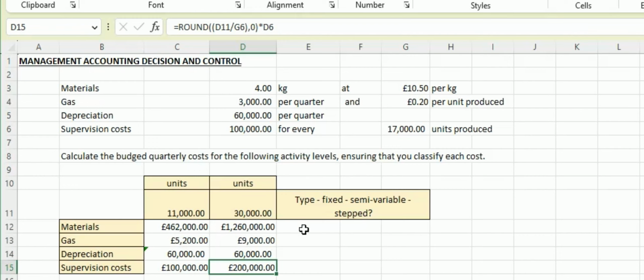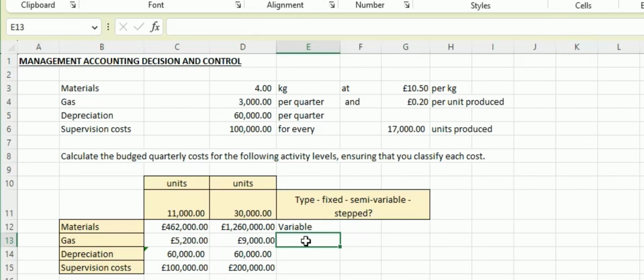And then the final part of this question is to tell them whether this is a fixed, semi-variable, stepped cost, etc. So for materials, because this is dependent on how many units we've got, it's actually variable. There's no fixed element of this. It's all entirely variable. Gas, we've got a base cost of 3,000 and then we've got a variable element, so this is semi-variable. Depreciation stayed exactly the same each quarter, so that's fixed. And then supervision cost is stepped, because for every time that our units hit a certain amount, that cost is going to go up, so it's stepping up.